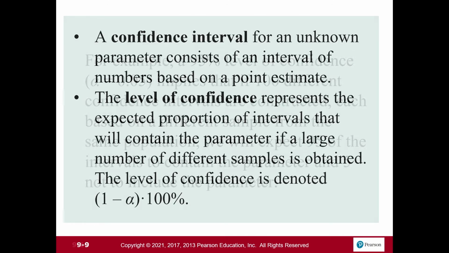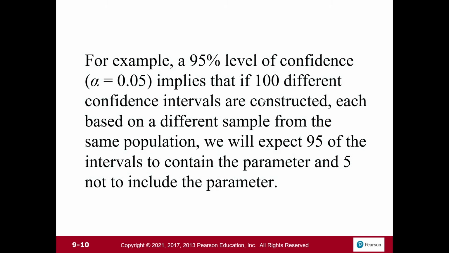So here, if, for example, we have a 95% level of confidence, our alpha would be 0.05, which implies that if 100 different confidence intervals are constructed, each based on a different sample from the same population, we will expect 95 of the intervals to contain the parameter and 5 not to include the parameter.